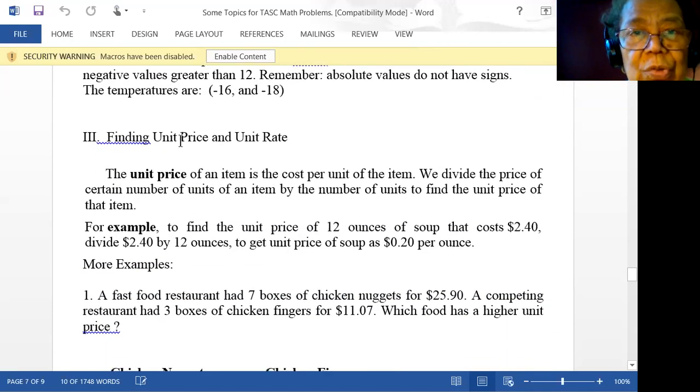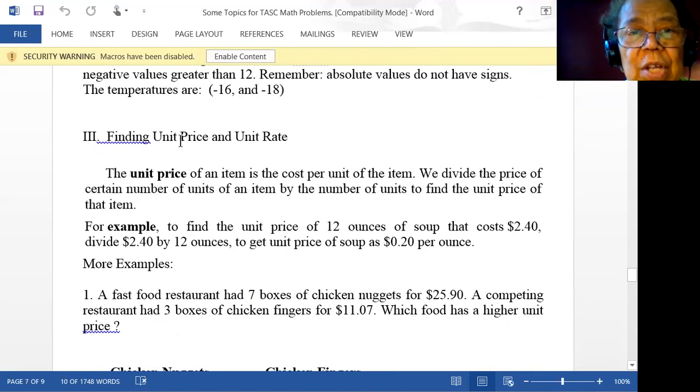Now let's go to finding unit price and unit rate. Unit price is the cost per unit of the item. Now that unit could be in ounces, it could be in pounds, it could be number of items, okay? But to solve it, you must be given an amount and what it is equivalent to.